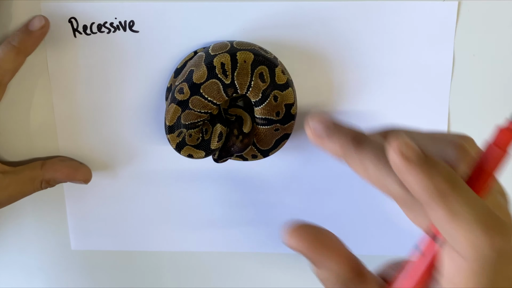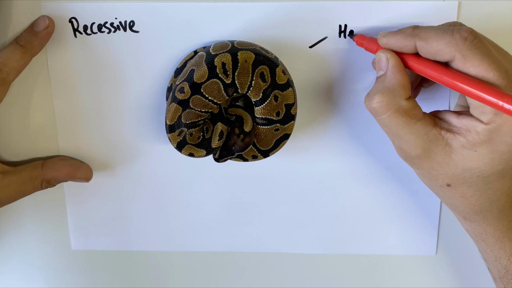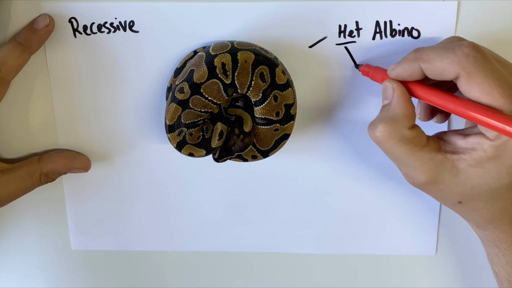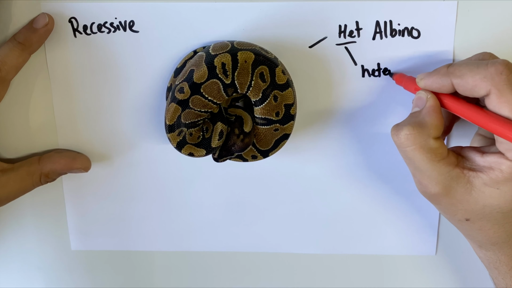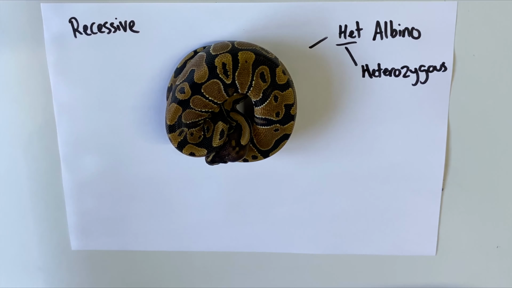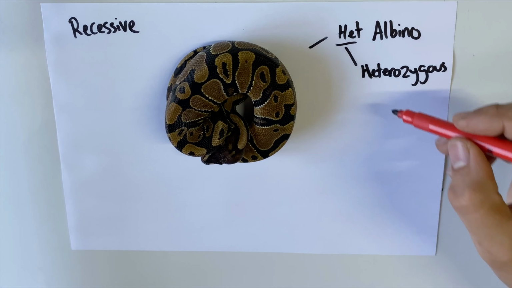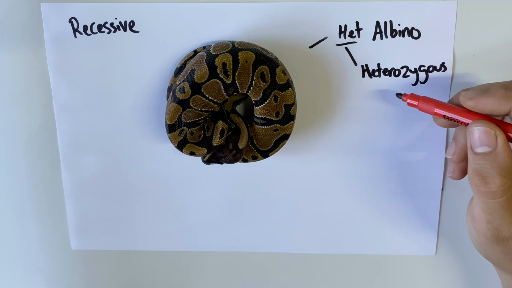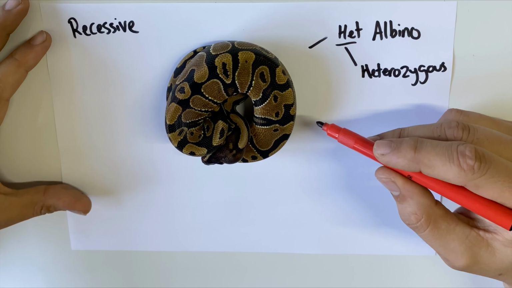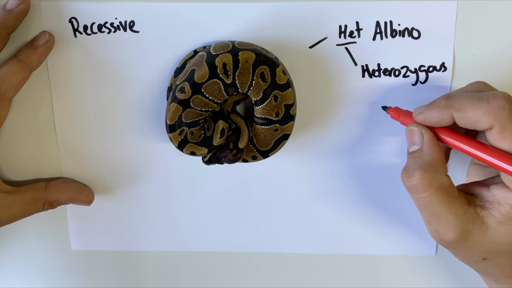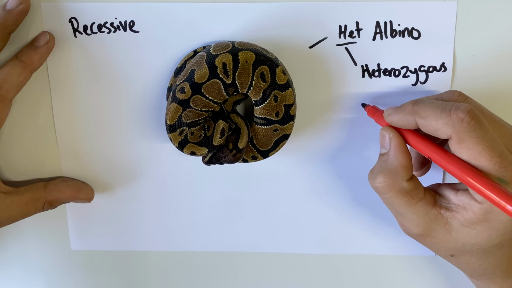So this animal here is a het albino, and what we'll know from our previous videos is het is short term for heterozygous, okay? Which means this animal in front of us looks like a normal, wild type ball python, but it's heterozygous, which means that it has two different copies of a particular gene. So this animal's genotype, and again, check out our second episode for what these terms mean, for this particular animal will be albino.